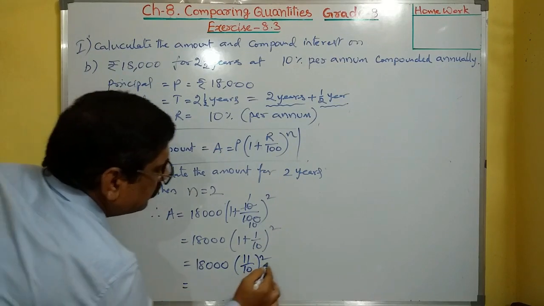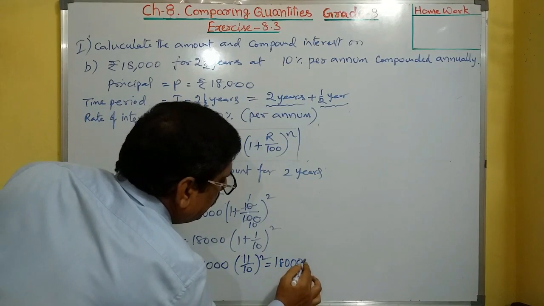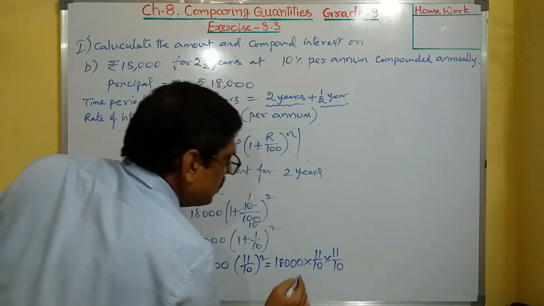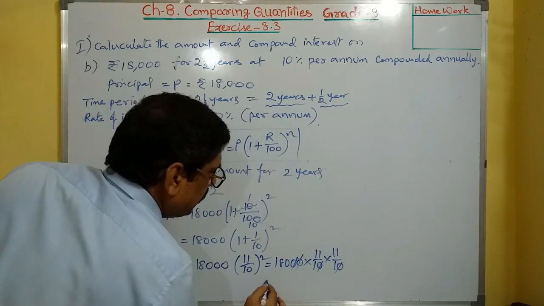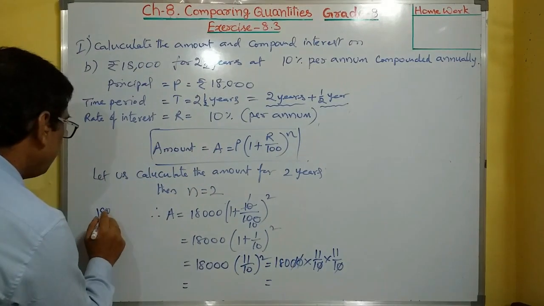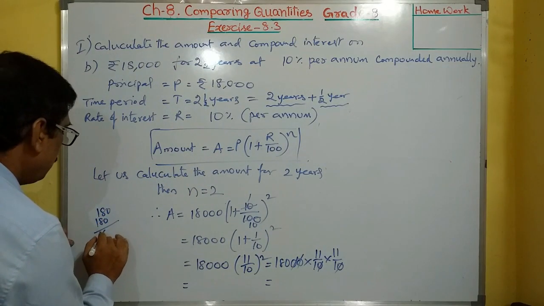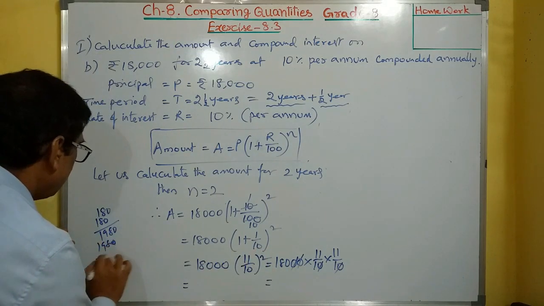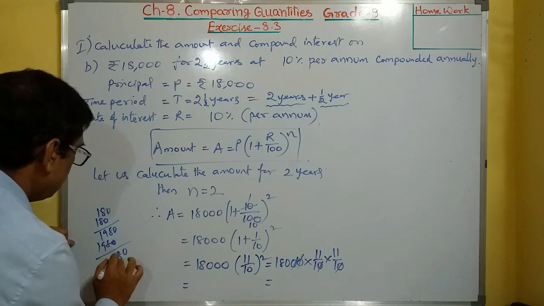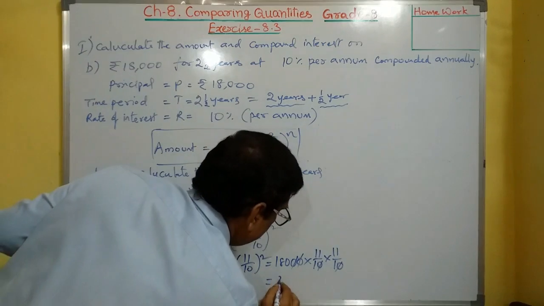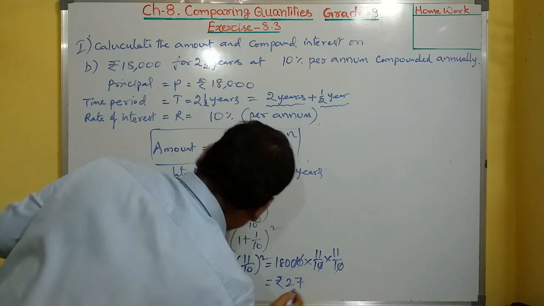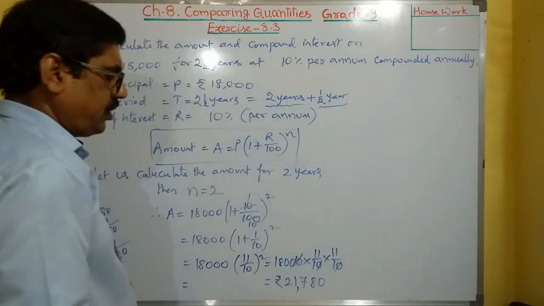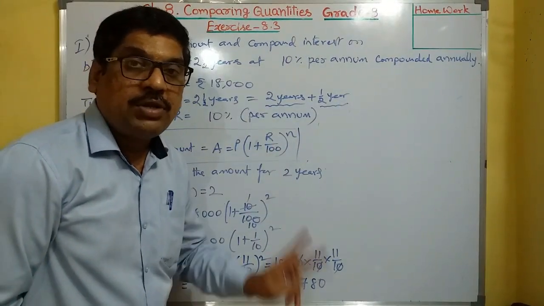So this can be written as 18,000 into 11 by 10 written 2 times as it has square. 0 0 0 0 will be cancelled. 180 into 11. So 1980, again into 11. We get 21780. So 21,780. This is the amount at the end of the 2 years.